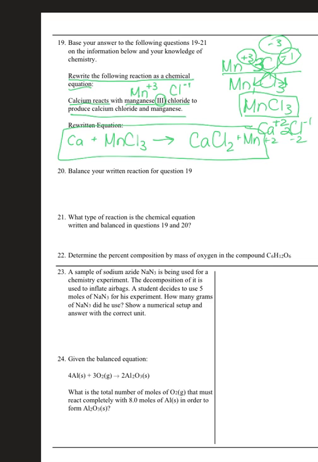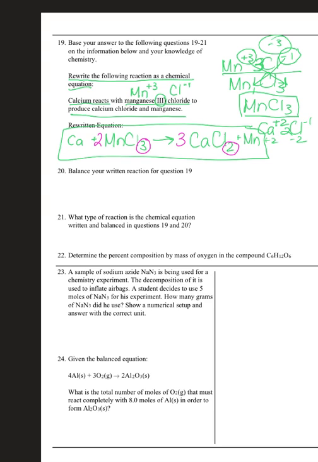I have 3 chlorine over here and 2 chlorine over here. I need a common multiple to get 3 and 2 to be the same. I know my common multiple is 6. So I'm going to put a 3 as a coefficient over here, 3 times 2 is 6, and I'm going to put a coefficient of 2 over here because 2 times 3 is 6.